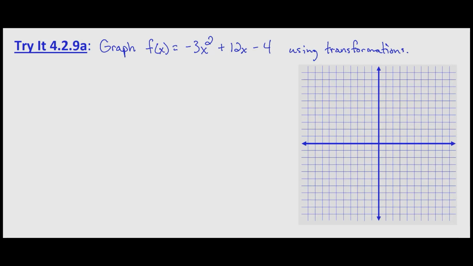So we're asked to graph f of x equals negative 3x squared plus 12x minus 4 using transformations. Anytime we're given a quadratic in standard form and we're asked to graph using transformations, that means we're going to need to complete the square and put it in vertex form. So in order to do that, let's factor out the negative 3 from the x squared and x terms first.